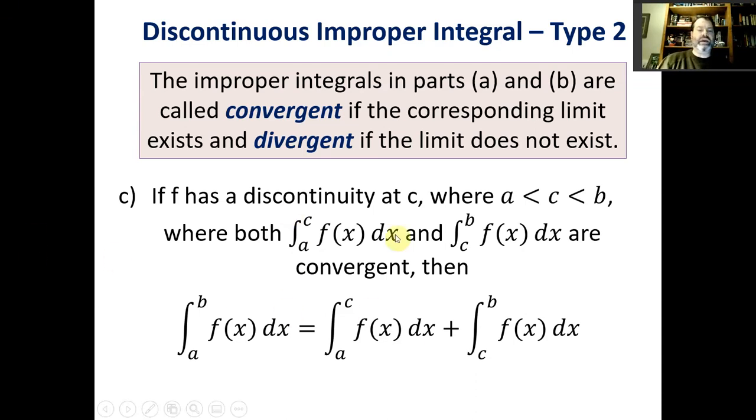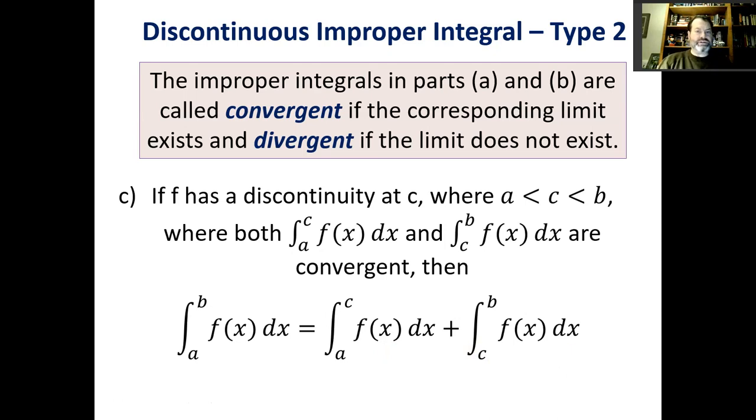And then rule C here is pretty interesting, and we're going to use this in a later problem. If f has a discontinuity at C, where C is between A and B, and both of the individual integrals are convergent, then this overall integral is the sum of the two individual integrals.